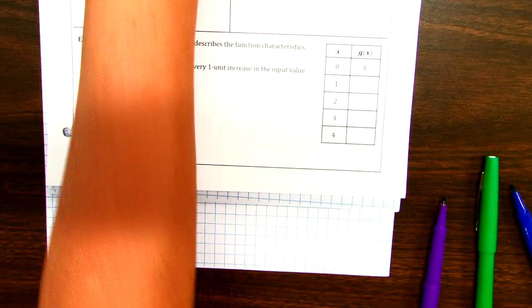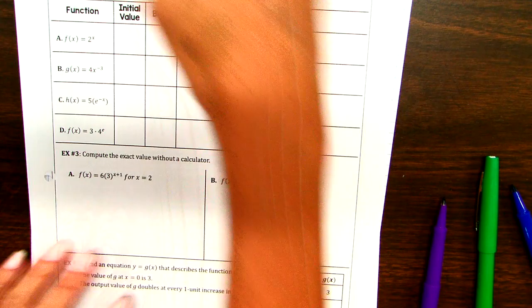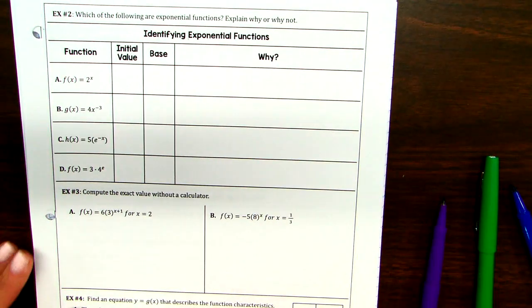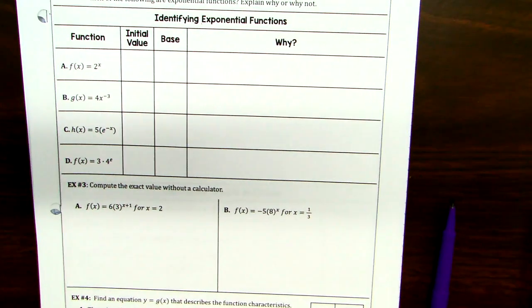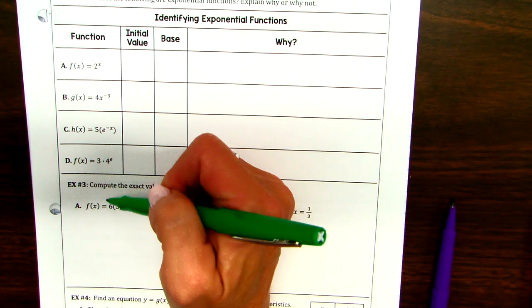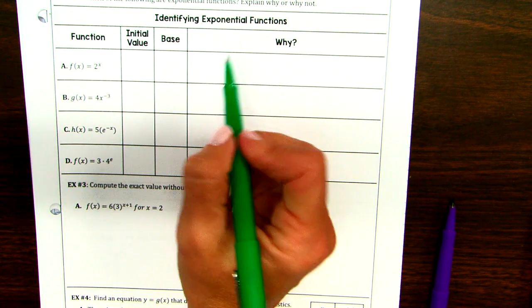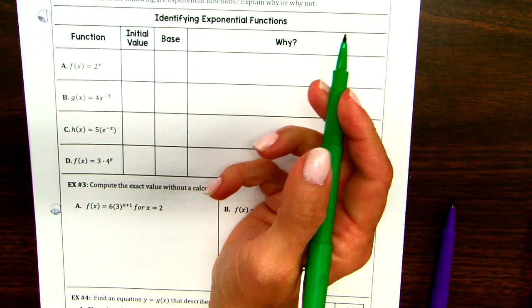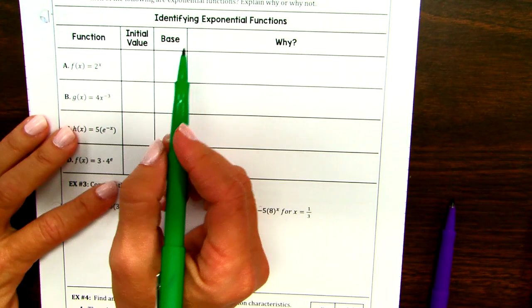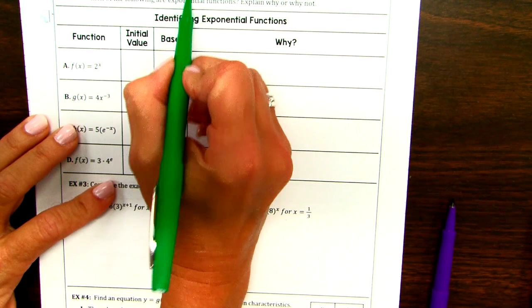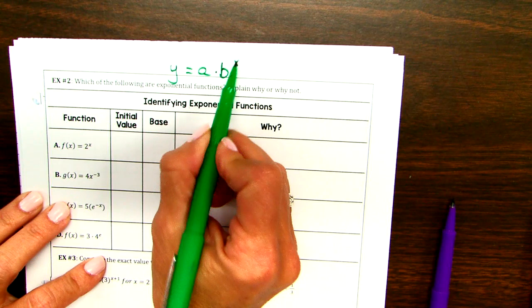All right, next page. So the directions are kind of confusing. This is basically giving us some different types of functions. We're going to state the initial value, the base, and is it an exponential function, yes or no, and then why. Okay, so basically, remember when we were just talking about this is the equation that we're working with.